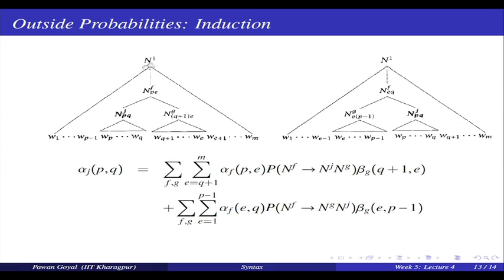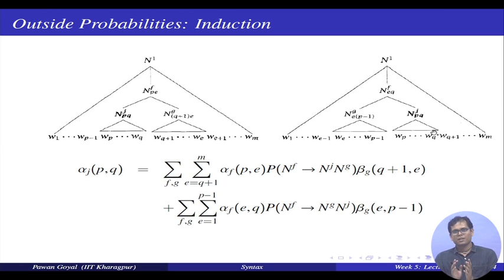Okay. So, if you look at the inductive case, this is where it is a left child, this is where it is the right child. In this case, as we did, it is alpha f p e, probability of this rule and inside probability of this whole sequence. And what are we summing over? All the possible f and g's, because it can be any non-terminal that is deriving this and along with any other non-terminal. And what else can vary? My e can vary from q plus 1 up to m. So, I am summing over all the possibilities, and you can similarly see for the second case.